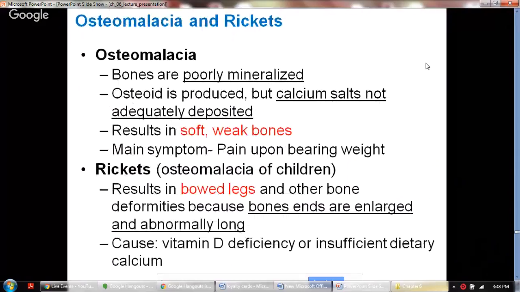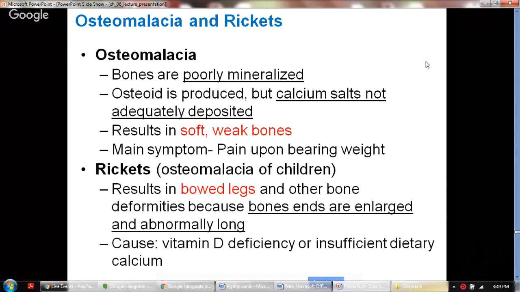In osteomalacia, the bones are poorly mineralized. Osteoid is produced, but the problem is that calcium salts are not adequately deposited in the osteoid. As a result, they get soft, weak bones. The main symptom of these patients would be pain upon bearing weight. Rickets in children and osteomalacia is commonly seen in adults.